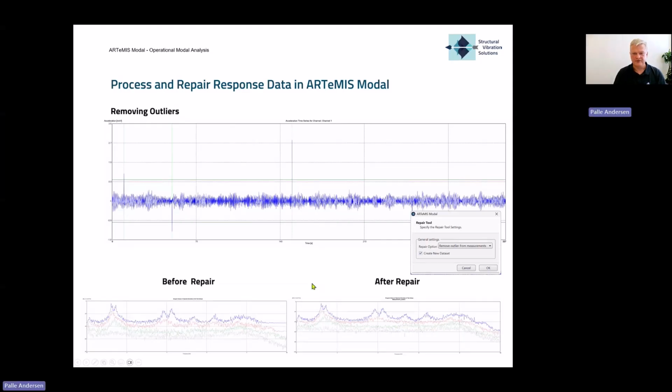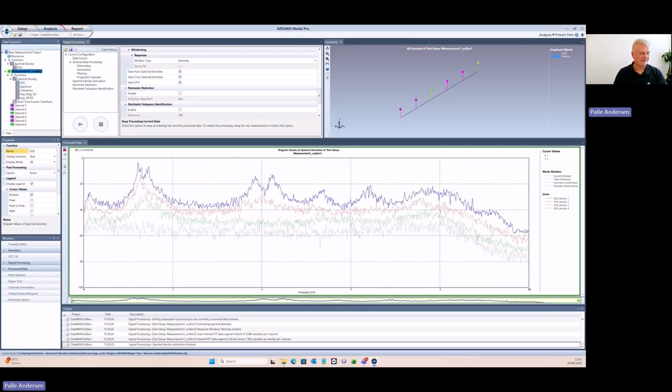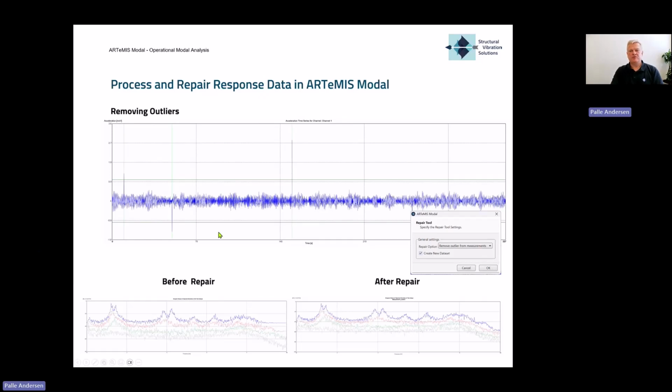Let's see if I can get further here now. I think it was not my software that stopped this time. It was actually the presentation. Let's go to it again. Where did we go? Yeah, we were here. Okay. So this was outliers, yes.